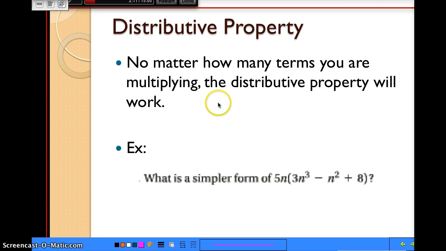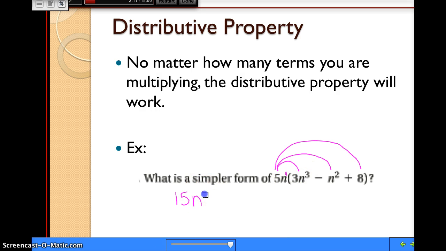No matter how many terms you are multiplying, the distributive property will work. So if you look at this example, you may not have seen this in middle school, but we're now multiplying a monomial by a trinomial. It's got 3 terms. You're still going to multiply 5n times the first term, 5n times the second term, and 5n by the third term. Remember, when you multiply, you add exponents of the common bases. So 5n to the first times 3n to the third would be 15n to the fourth, adding the exponents.